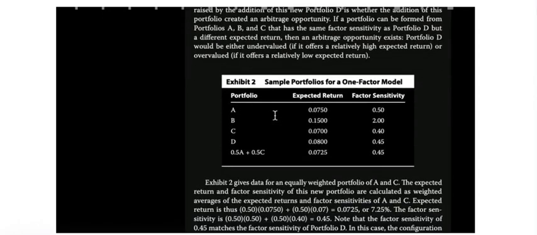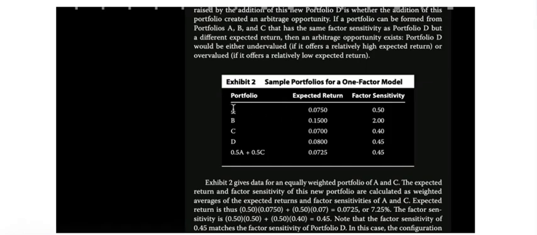So let's just have a look at D. Expected return 8%, factor sensitivity of 0.45. Well, we don't have another factor sensitivity of 0.45. We have a 0.5 and we have a 0.4. We know that 0.45 is midway between 0.4 and 0.5. So mathematically, the easiest thing to do is take half of A and half of C. We don't have to. We can take A and B. We can take B and C. We can take A, B, and C, but that's hard to do. It's easier to do it with 2.